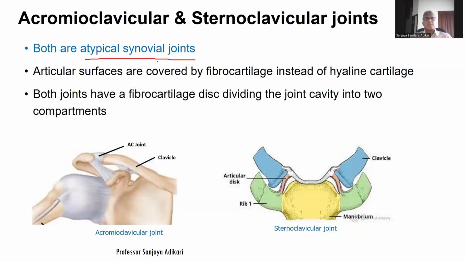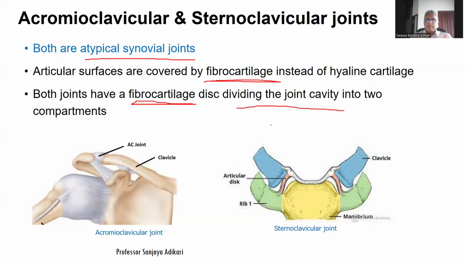And in synovial joints, usually the articular surfaces are covered with hyaline cartilage. But in these atypical synovial joints, the articular surface is covered by fibrocartilage. So that is one difference. Then the other thing is, both these joints have a disc, again formed by fibrocartilage. There's a fibrocartilage disc dividing the joint into two cavities. So both in the sternoclavicular and acromioclavicular joints, you see these features.